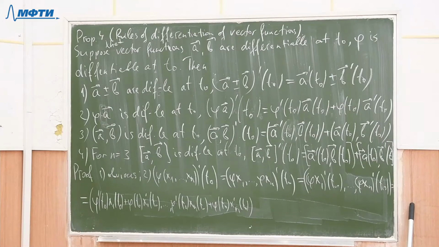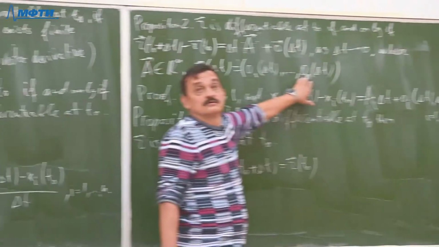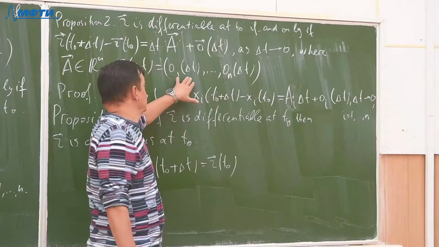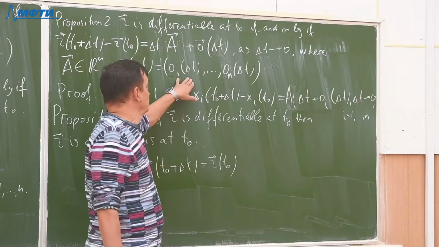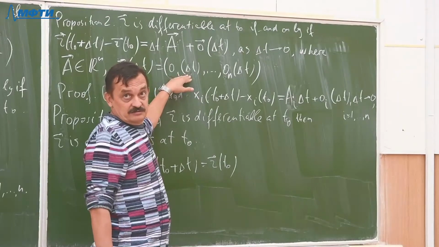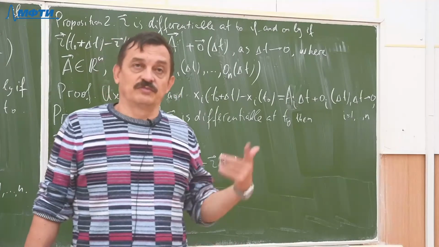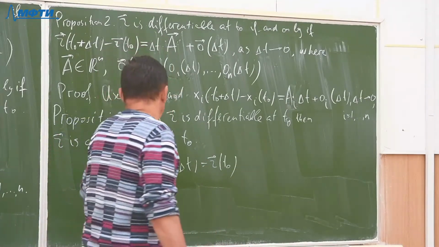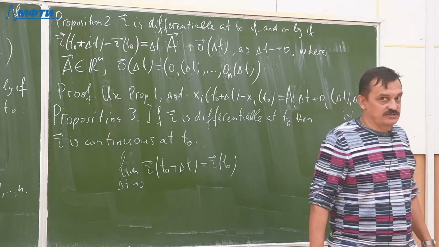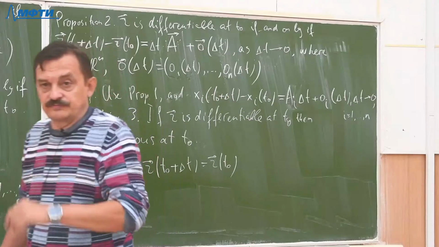What is little o? It represents the same notation as for one variable, right? We know what little o is. That is a function which tends to 0 after division by delta t. You divide by delta t and it still tends to 0. Remember, little o. And here it is just a vector which consists of such little o's.